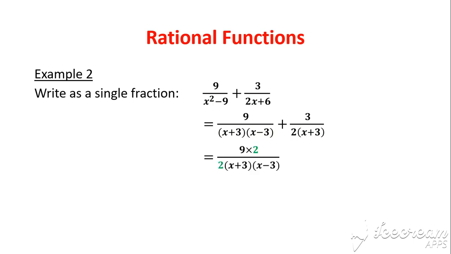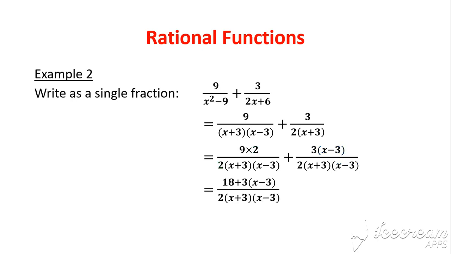So when we move on to getting our common denominator, all I need to do with the first fraction is times everything, the top and the bottom, by 2. And when I go to my second fraction, the only thing I need to do to get my common denominator is multiply by x minus 3 on the top and bottom. Right, that gives us this expression, 18 plus 3 bracket x minus 3 all over our common denominator of 2 times x plus 3 times x minus 3. So what I've done is I've added 9 times 2, which is the 18, and the 3 times x minus 3 on the top, and my common denominator is 2 bracket x plus 3 times x minus 3.